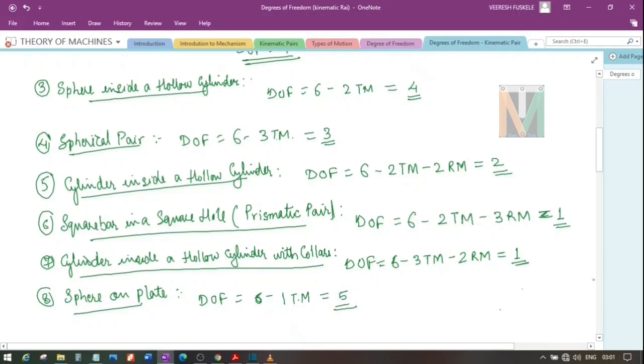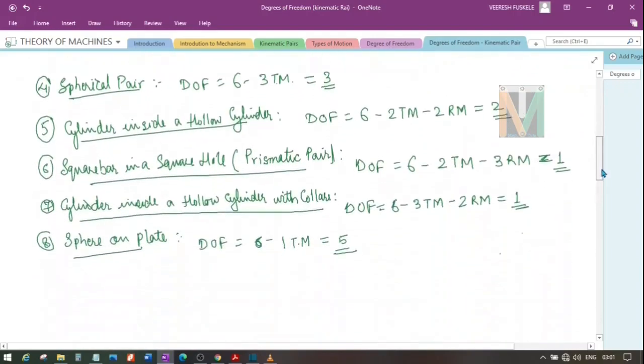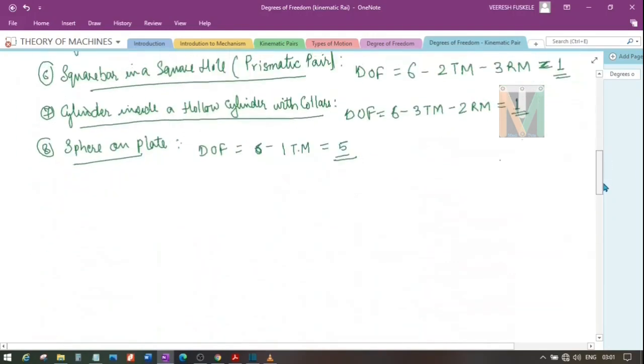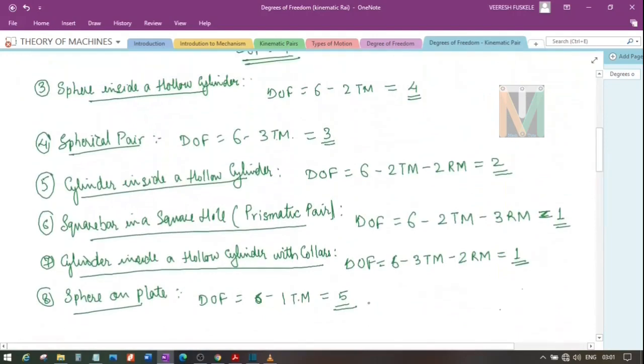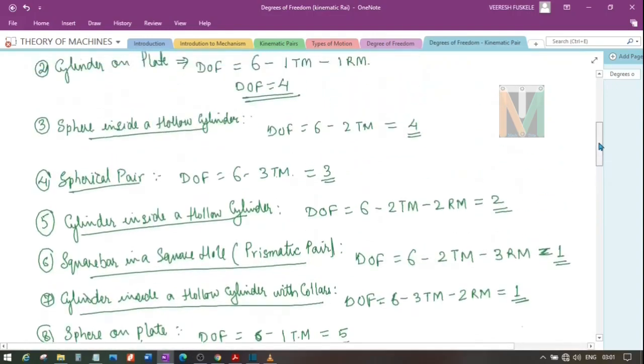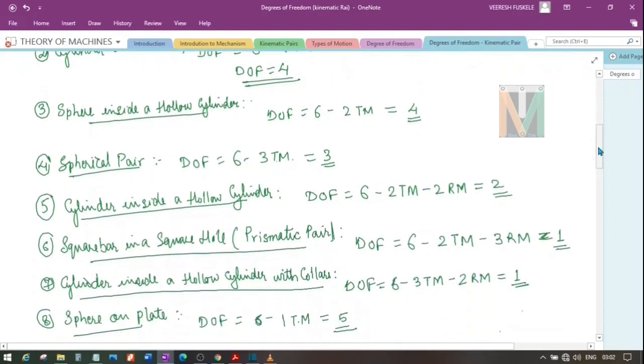So we have seen a lot of examples with various numbers of degrees of freedom. We started with the degrees of freedom of 6, which we saw in the last lecture. And today we saw the example of degree of freedom of 5, that is the example of a sphere on a plate. Then we saw the examples of degrees of freedom of 4, that is the examples of a cylinder on a plate and a sphere inside a hollow cylinder. We also saw the examples where the degree of freedom is 3, the example of the spherical pair and the example of a cube on a plate. We also saw the example where the degree of freedom is 2. We saw the example of a cylinder inside a hollow cylinder, right?